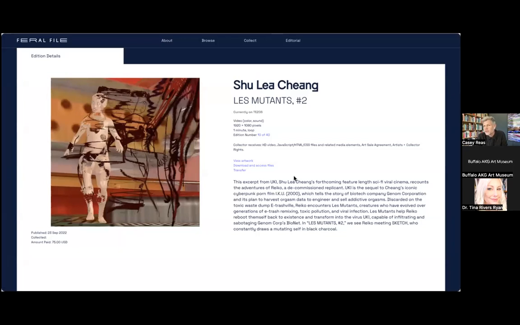But a really important other distinction about Feral File is you can download what we call the collector package, which is any additional files that the artist put together. It could be additional documentation, it could be work in process. And I think a lot of the most exciting work on Feral File is where the artist really digs in and presents a full range of materials around the artwork that can be downloaded for the collectors to have access to. This was Shuli Chang's The Mutants 2.